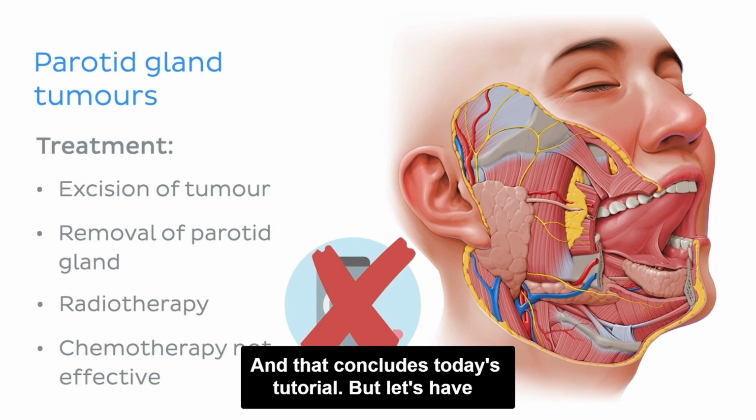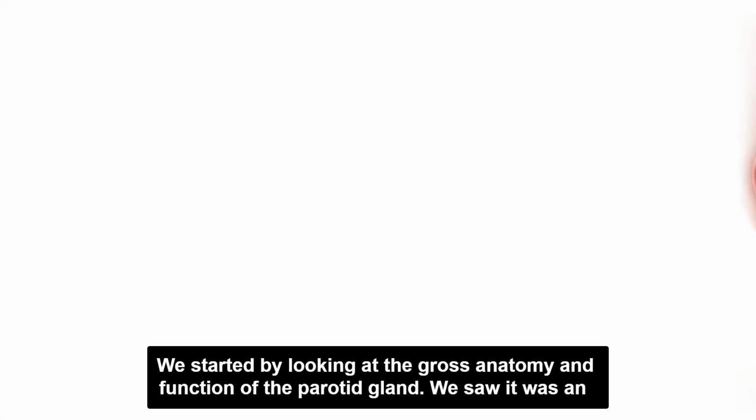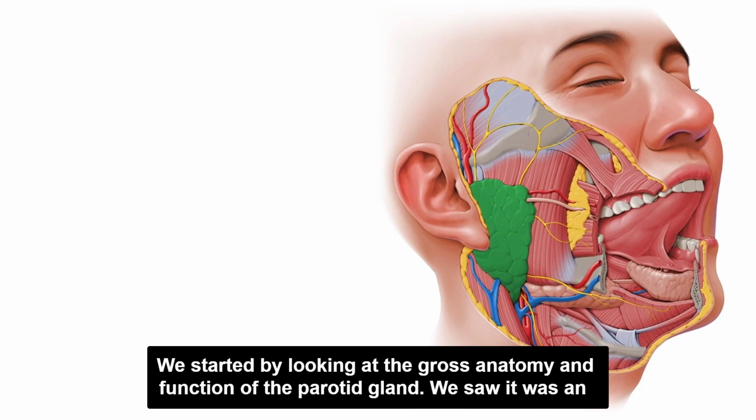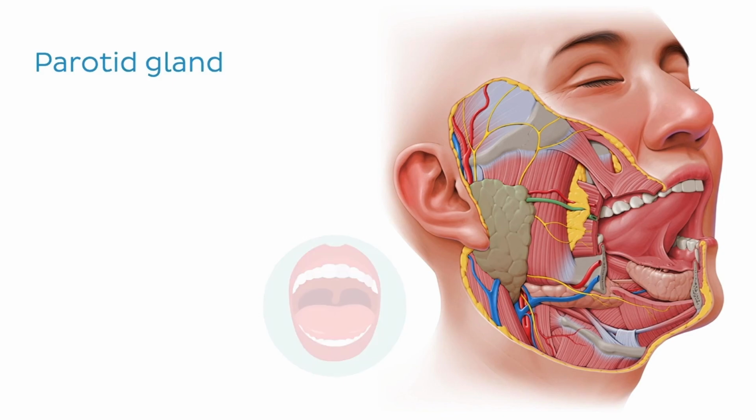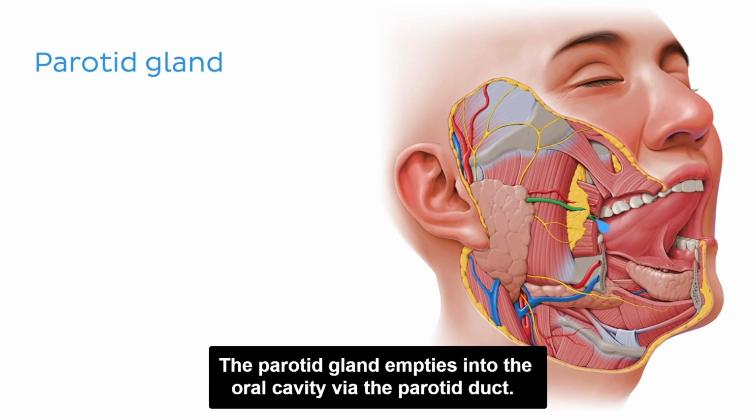And that concludes today's tutorial. But let's have a quick recap of everything we learned today, shall we? We started by looking at the gross anatomy and function of the parotid gland. We saw it was an exocrine organ located anterior to the ear, which contributed to the digestion of carbohydrates. The parotid gland empties into the oral cavity via the parotid duct.